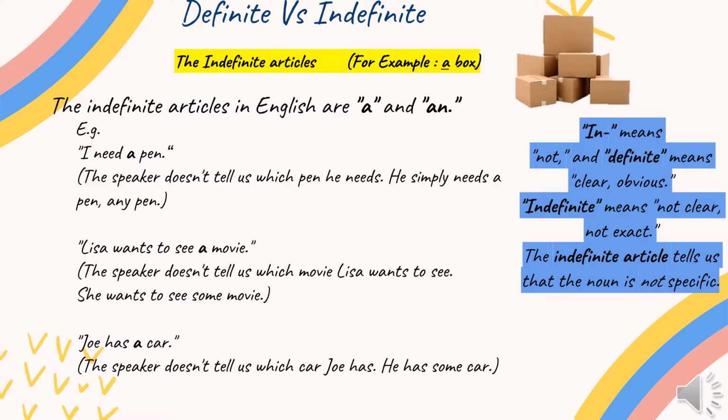Definite versus indefinite. By the word itself, definite means something clear and obvious, and indefinite means not clear and not exact. The indefinite articles in English are a and an. For example, a box. Now, a box doesn't show which specific box.